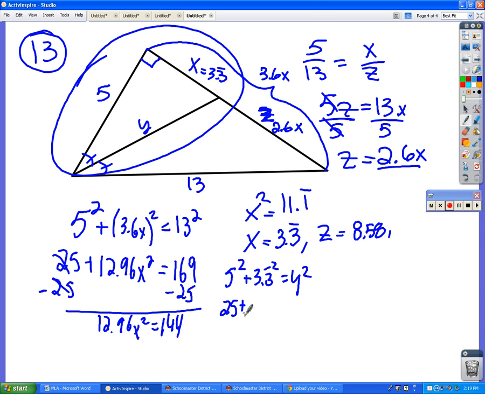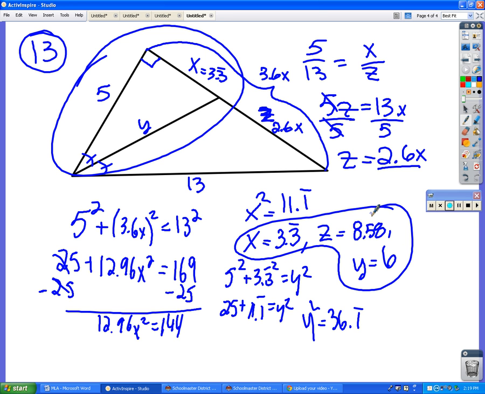3.3 squared, what is it? We haven't learned how to do a proportion with this middle thing here, have we? What, Danny? 11, oh yeah, because it came from the square root of that. Nice job. 11.1 repeating equals y squared. So that means that y squared is going to equal 36.1 repeating, and if you take the square root of that, you get y equals 6 point something. I'm just going to round it to 6.